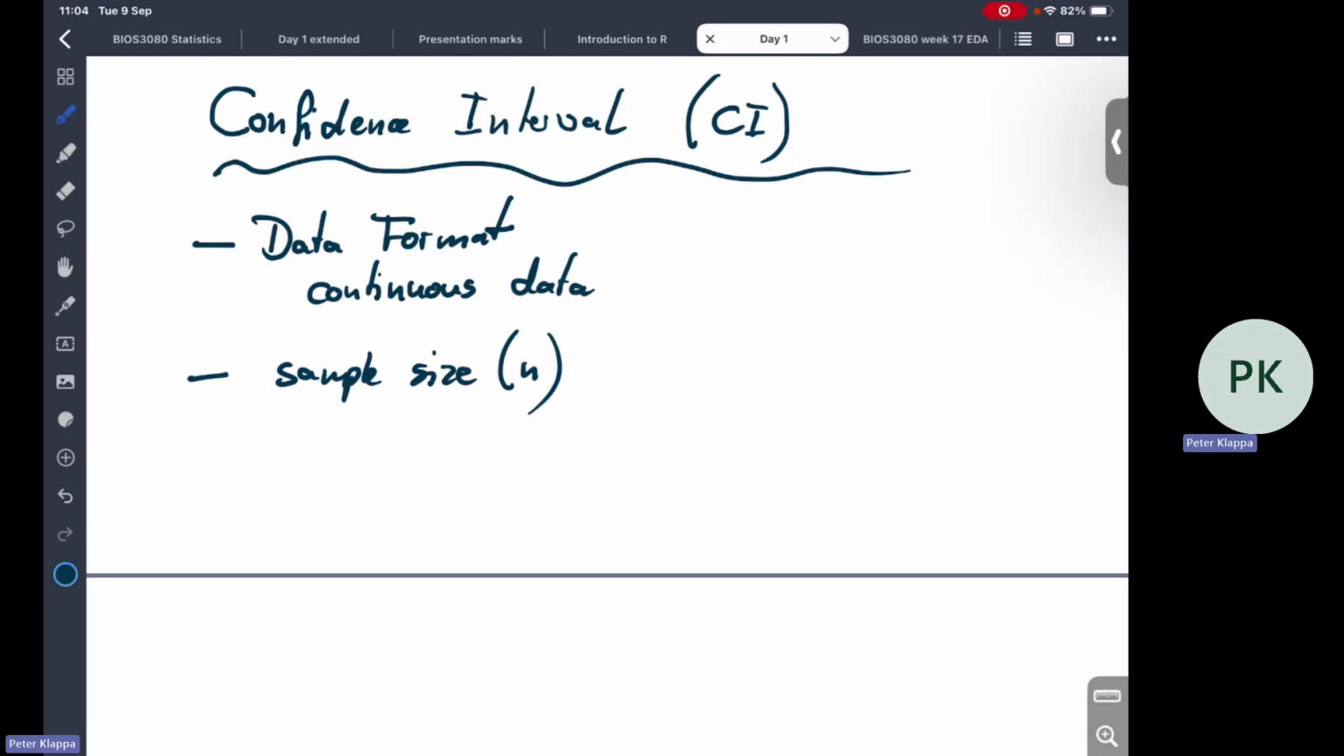So the bigger my sample size is, probably the smaller my confidence interval has to be, because then I can say it's 175 plus minus 5 centimeters, because I've got already a lot of information about the population, right? So the sample size plays a role.